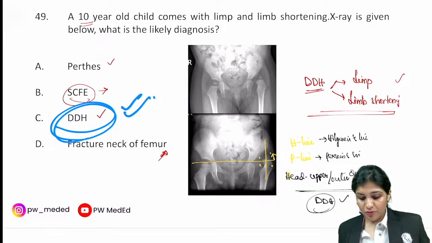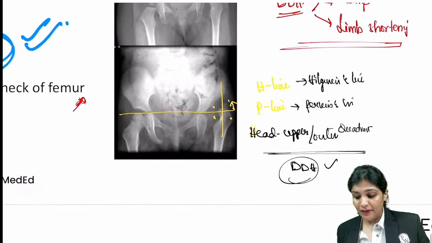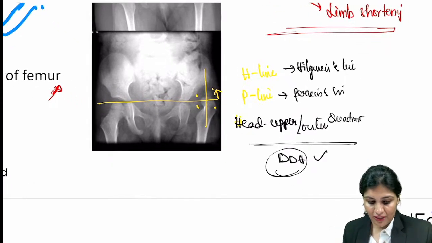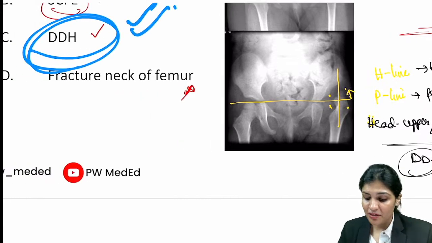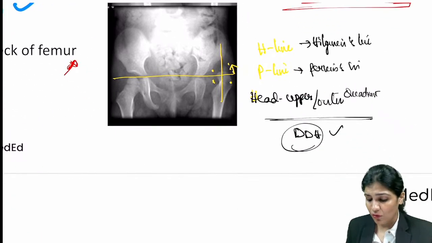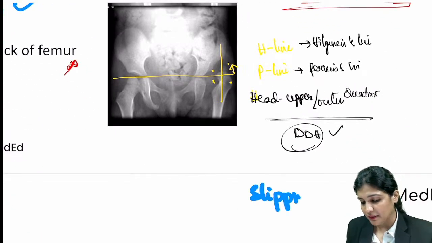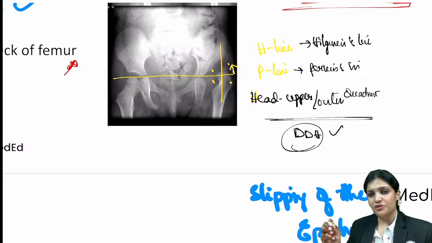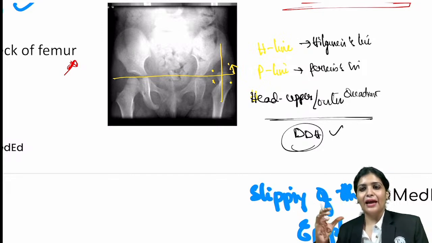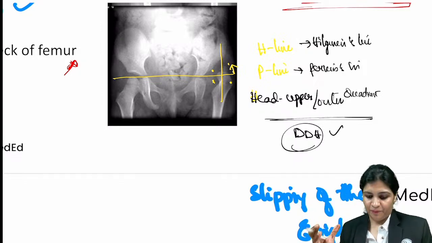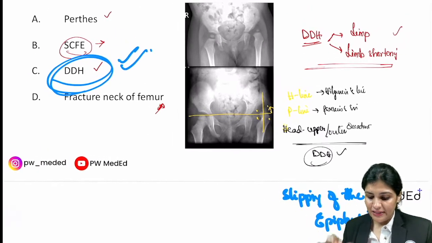In Perthes, usually you see complete lysis of the head, so the head is usually not seen. The avascular necrosis of the head is Perthes, and fracture neck of femur is usually not seen at 10 years. And then SCFE is nothing but slipping of the epiphysis. Because of a small amount of trauma, this slip is posterior and medial. So posterior medial slip of the head is called SCFE, right? So that is SCFE, and this is mainly DDH.